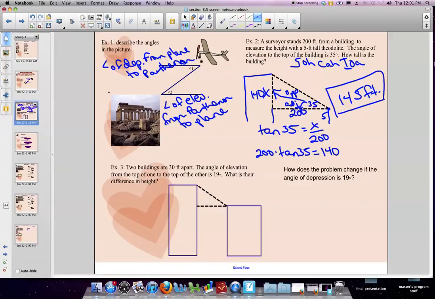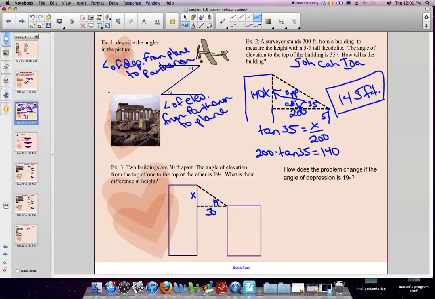The next example is one where we're comparing two buildings. It says the two buildings are 30 feet apart. So I'm going to put the 30 right here because that shows the distance between my buildings. It says the angle of elevation from the top of one building to the top of the other is 19 degrees. That means if I'm standing on the shorter one and I'm looking up, because it's an angle of elevation, that angle is 19 degrees. And the question is, what is their difference in height? In other words, what is this value right here?